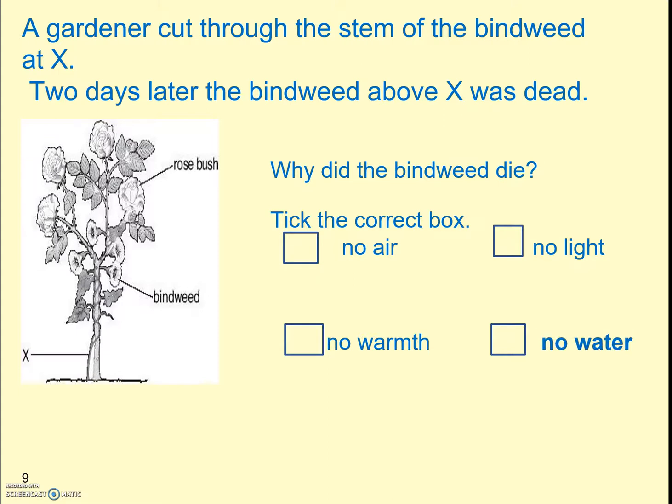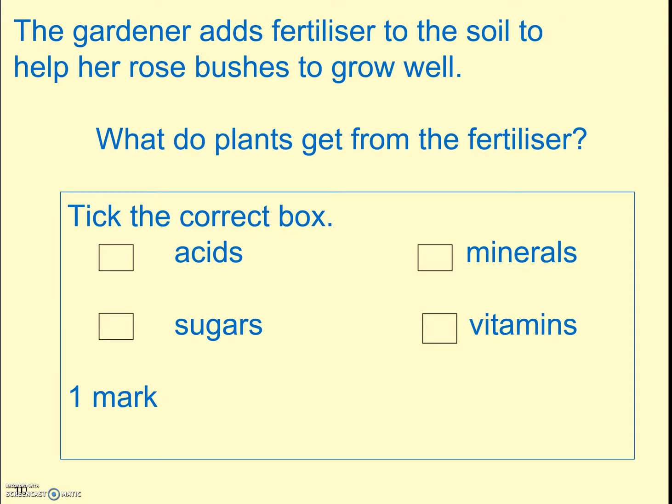Right, so hopefully you recognize the fact that it was because there was no water. Plants absorb water through the roots. By cutting the water source, the bindweed died. The gardener adds fertilizer to the soil to help her rose bushes to grow well. What do plants get from the fertilizer? Is it acids, minerals, sugars, or vitamins? The answer would be minerals.